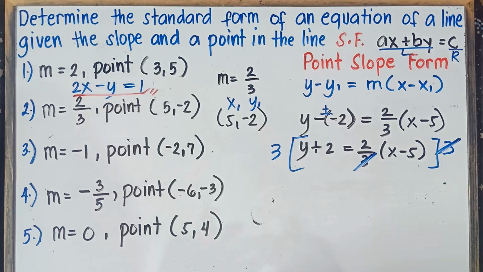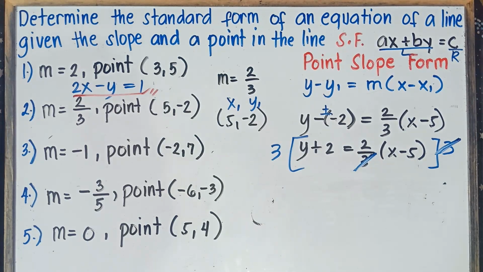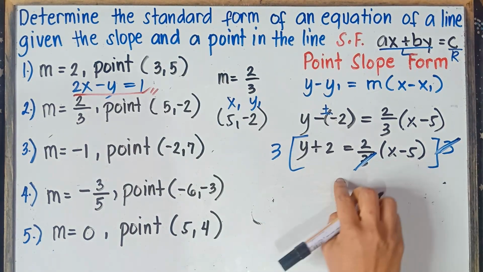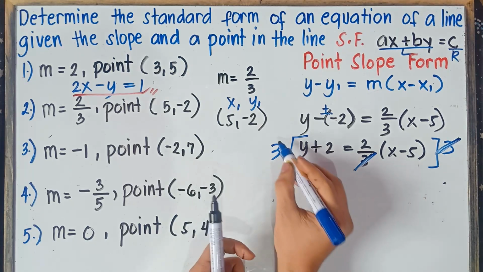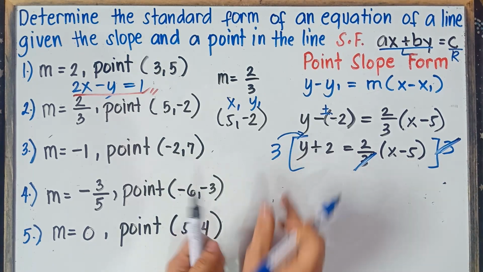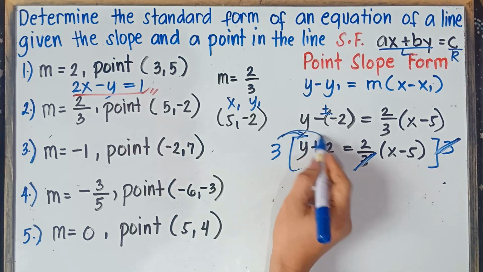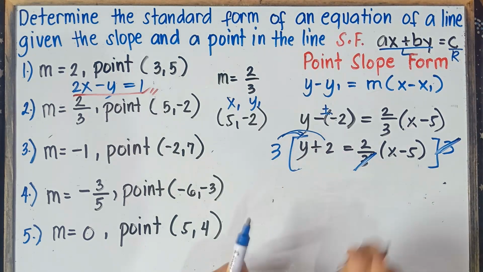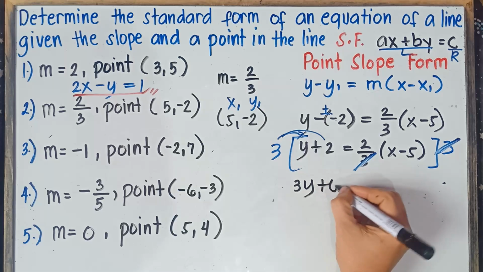Now, if you don't have fractions, it would be really easy, class, to answer this one. So cancel this out. We don't have fractions anymore. Once we multiply by 3 on one side, we also multiply by 3 on the other side. Now, since this is a binomial, we need to apply the distributive property. 3 times y, that would be 3y. 3 times 2, that would be positive 6.